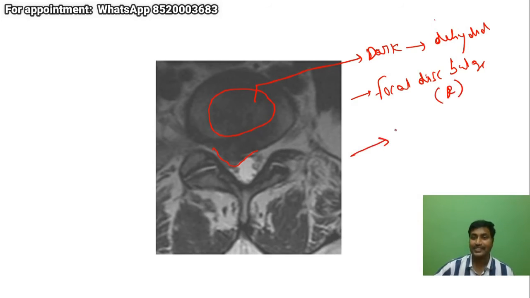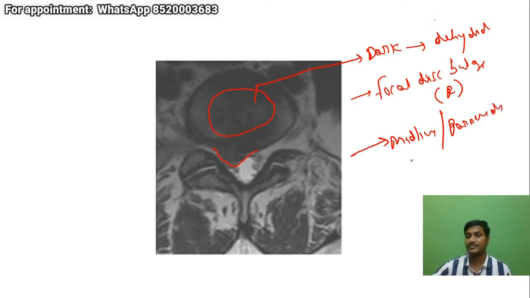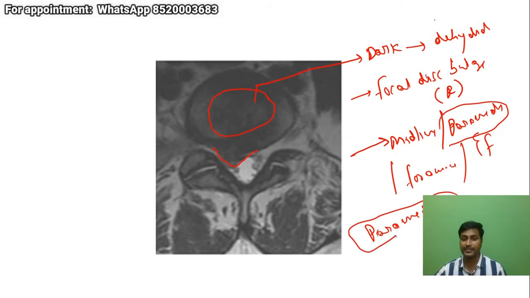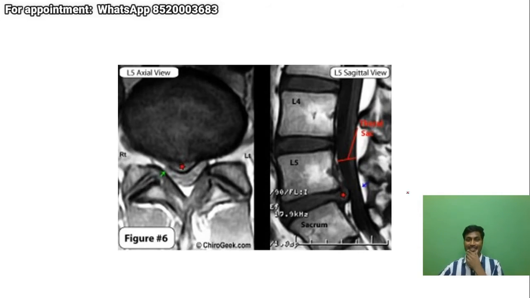And third one is midline or paracentral, midline or paramedian or foraminal or extraforaminal. So this is dehydrated. This is a focal disc bulge on the right side, and this is paramedian. So the answer is paramedian disc bulge. Fine. This one.